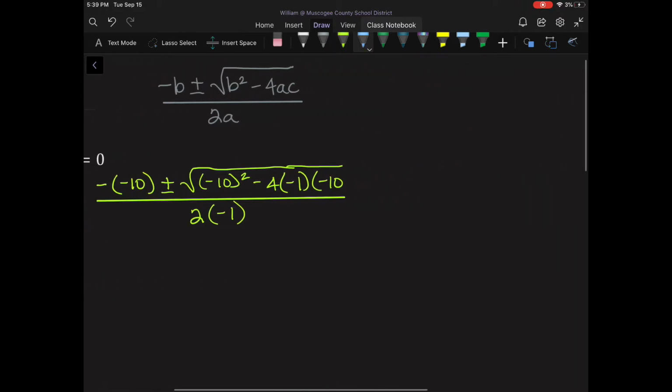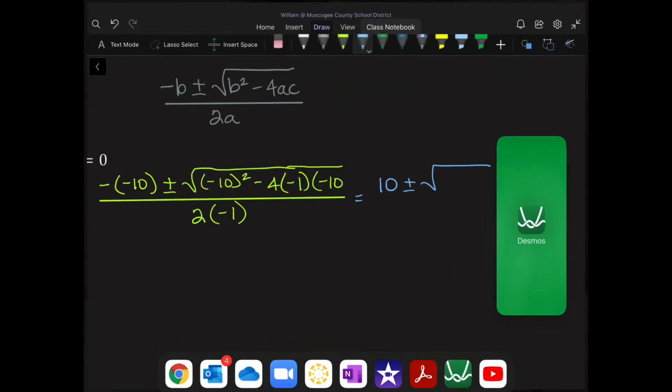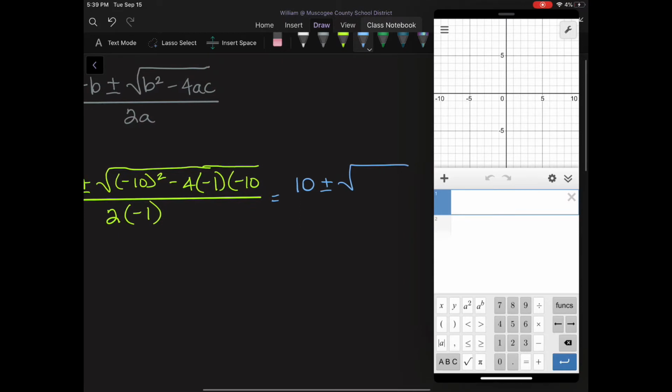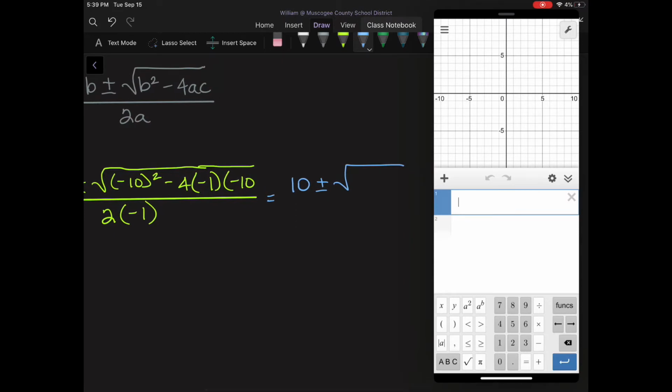So we'll slide this equation over here, and now we're going to reduce what we currently have. I'm going to say negative times negative 10 gives me positive 10, plus or minus the square root. Then we're going to simplify what's underneath our square root here. So we're going to say quantity negative 10 squared. I'll type that on the right here.